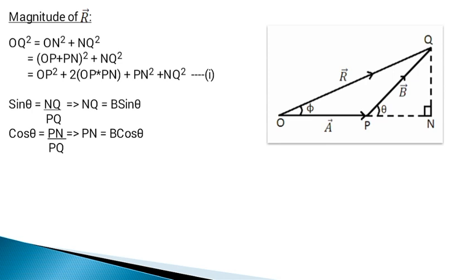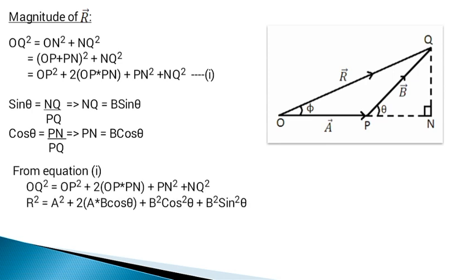Now we are going to substitute these values in equation 1. So we obtain OQ square equals OP square plus 2 times OP times PN plus PN square plus NQ square. Substituting these values in this equation, we have OQ, the length of line OQ, represents the magnitude of resultant R.